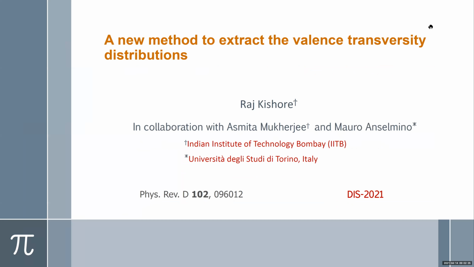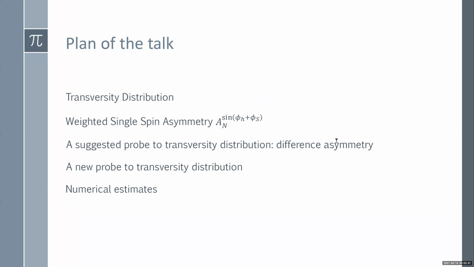So my plan of the talk: I will first briefly talk about the transversity distribution, then come to the formalism where we studied this weighted single spin asymmetry, then the suggested probe to the transversity distribution using the difference asymmetry, then a new probe to the transversity distribution, and after that we will give the numerical estimates.